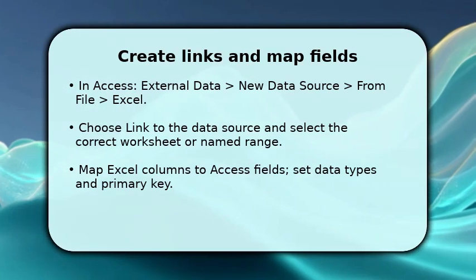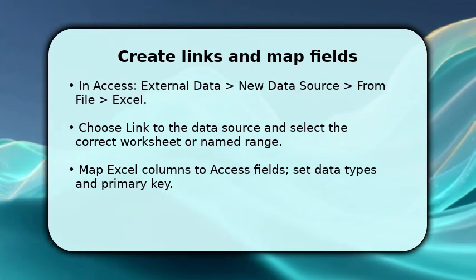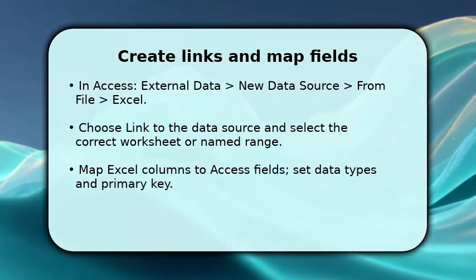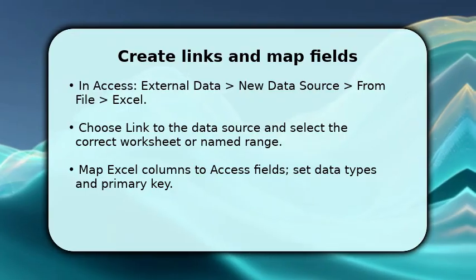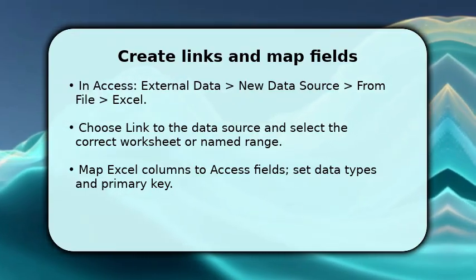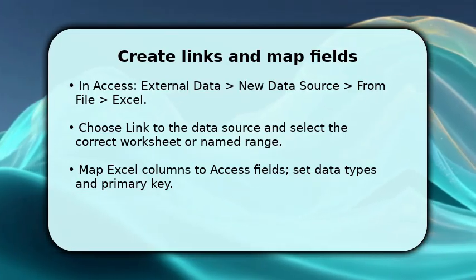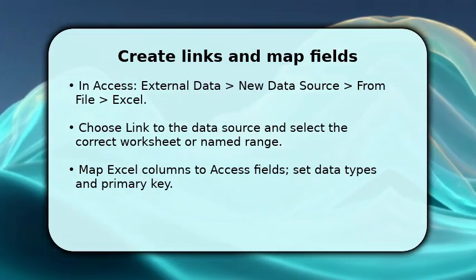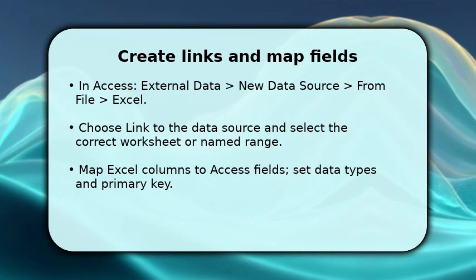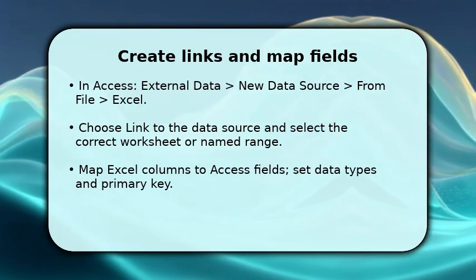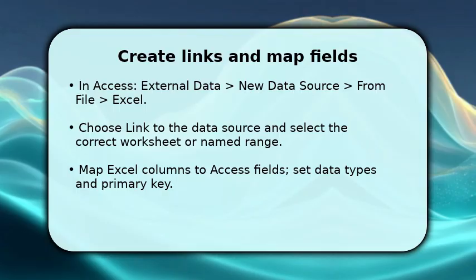With Access open, choose External Data and pick Excel as the source. Select Link to the data source so changes in Excel reflect in Access, then pick the worksheet or named range that holds your table. When prompted, map each Excel column to an Access field thoughtfully, match data types, and set a primary key if needed. Make sure date, number, and text formats align.